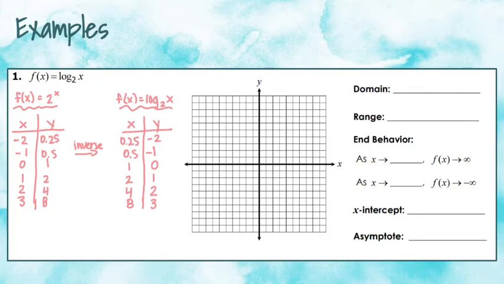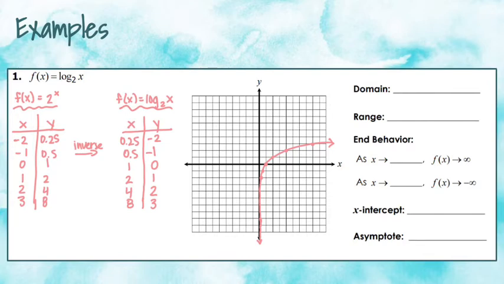So our first point is 0.25, -2. So we go right 0.25 and down 2. Then our second point is 0.5, -1. So we go right 0.5 and down 1. Then we have 1, 0. So right 1 and up or down 0. Right 2 up 1. Right 4 up 2. And finally right 8 up 3. And then we are going to draw our line. So this is our graph for log base 2 of x.